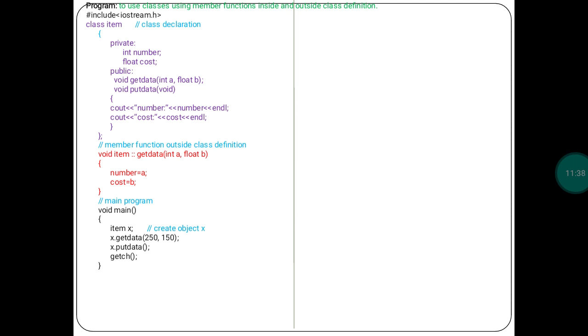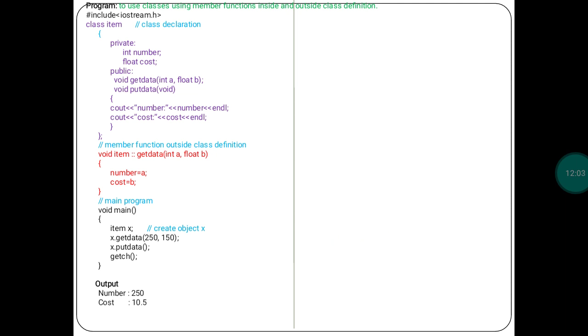Then x dot put data. Second one, x dot get data, x dot put data. We are calling the member functions through the object. X is the object. Using this object, we are calling two member functions: one is get data, second is put data. And getch, so your program is closed here.